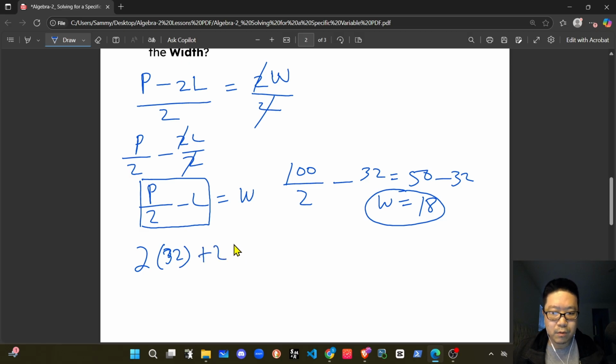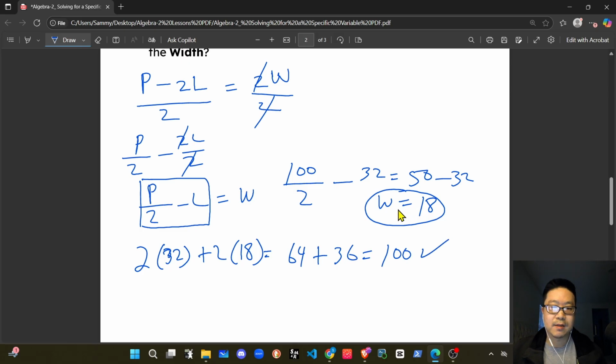And 2W, well, that's going to be 2 times 18. So 2 times 32 is going to be 64, plus 2 times 18 is 36. 64 plus 36 is going to give us the perimeter of 100, which means that our answer of 18 for the width is correct.